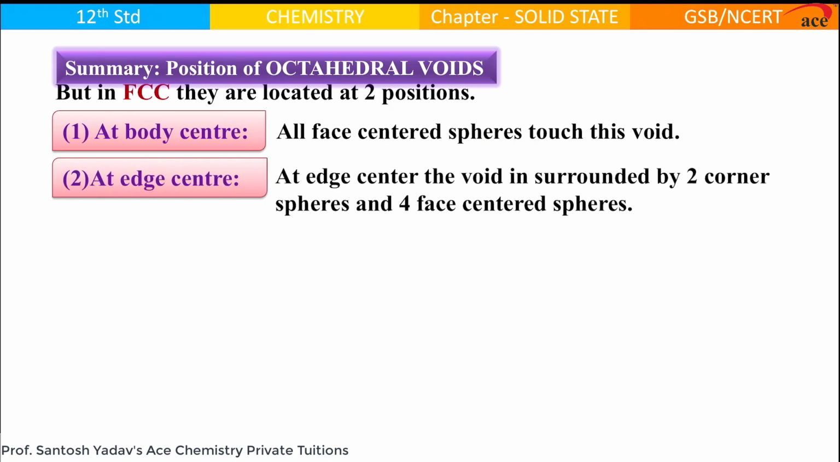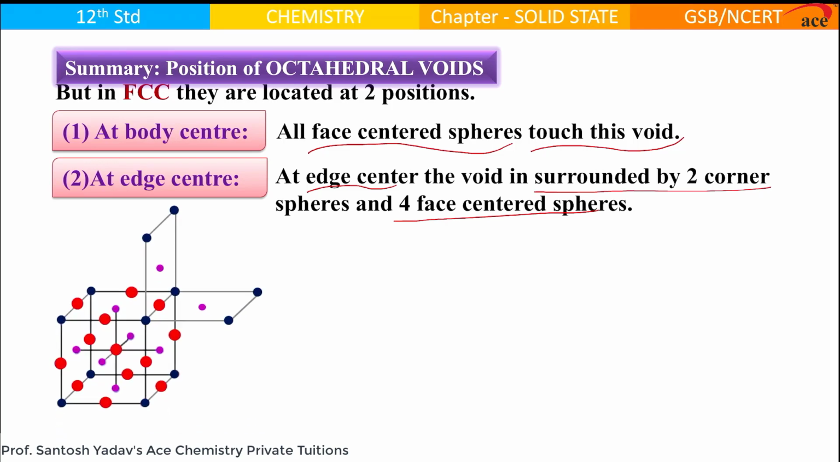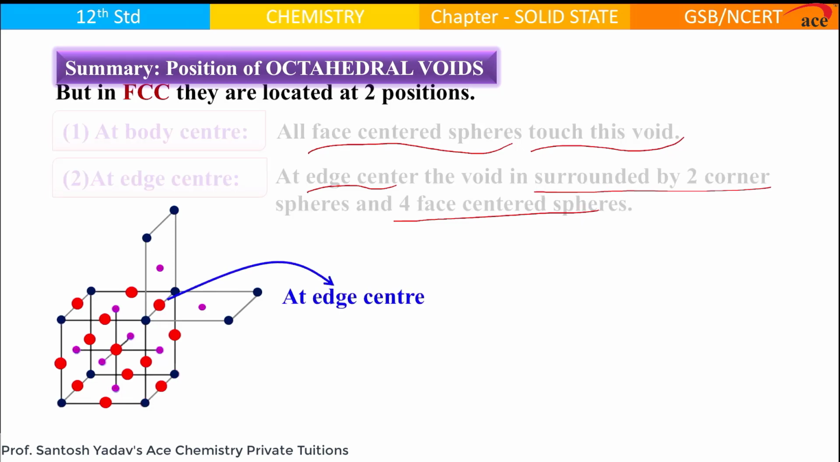In body center, all face centered spheres are responsible for touching this void. At edge center, the void is surrounded by 2 corners and 4 face centered spheres. If you want, you can check. This is nothing but octahedral void, which is at an edge center, right?